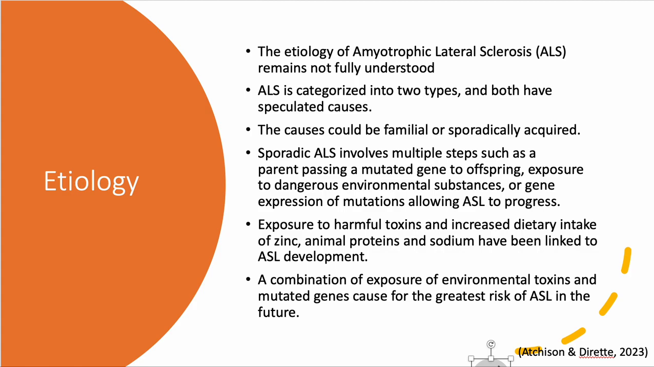Exposure to harmful toxins and increased dietary intake of zinc, animal proteins, and sodium have also been linked to ALS. Exposure to these toxins, however, could occur for several years before developing ALS. A combination of exposure to environmental factors and mutated genes calls for the greatest risk of ALS in the future.